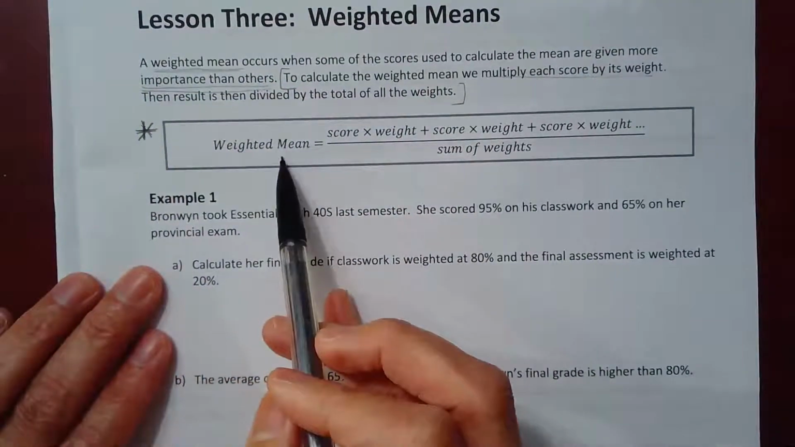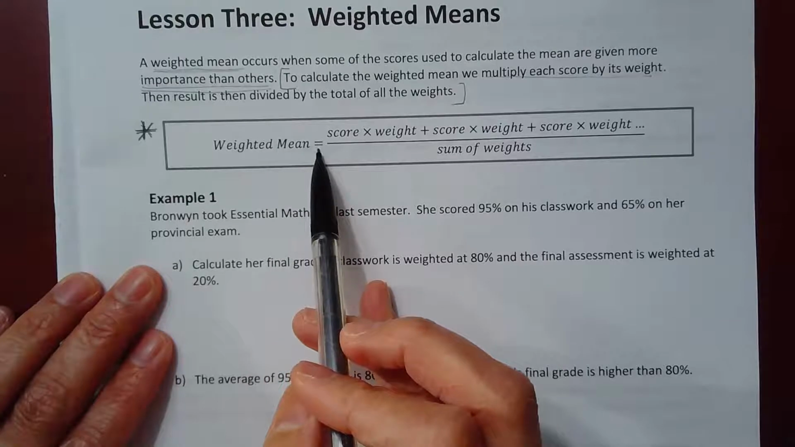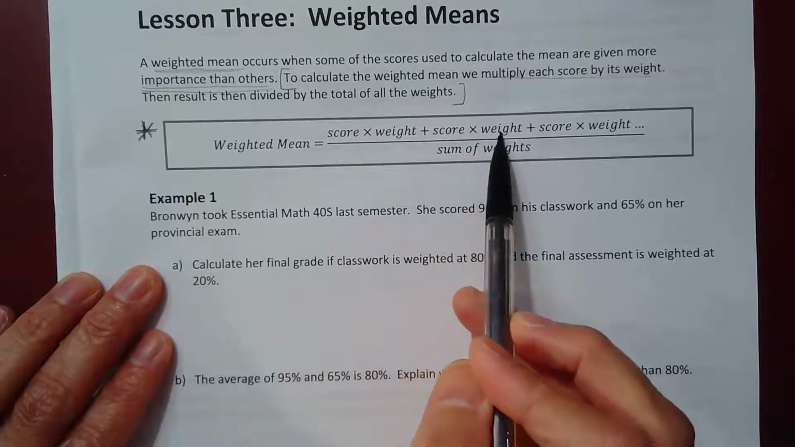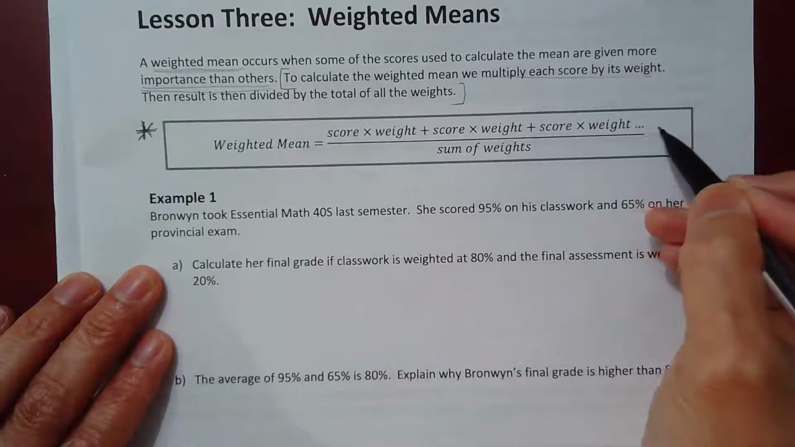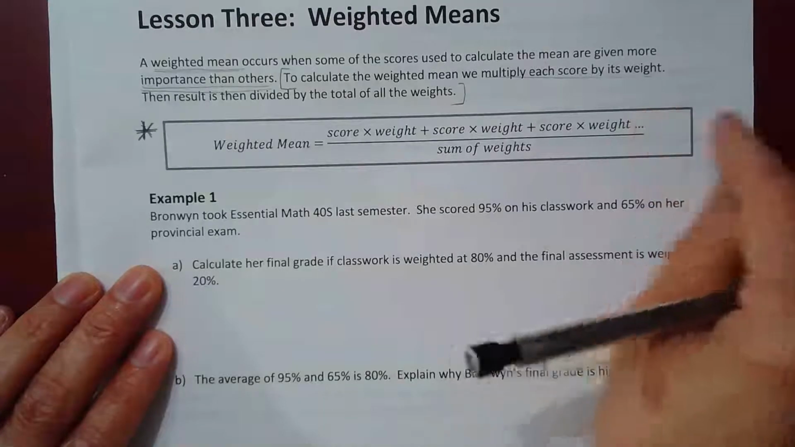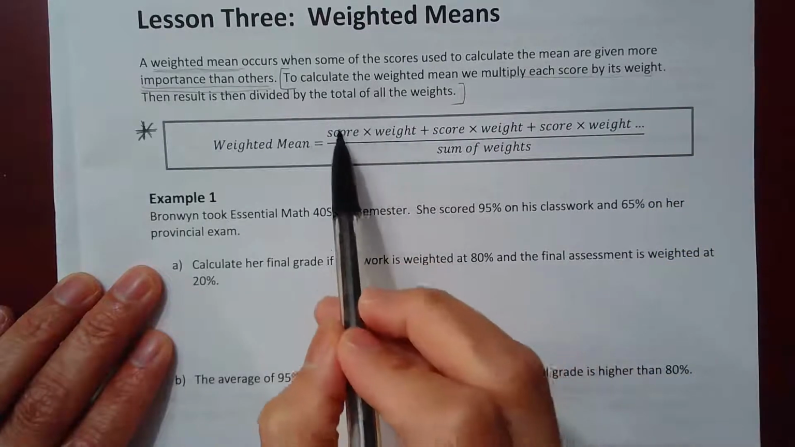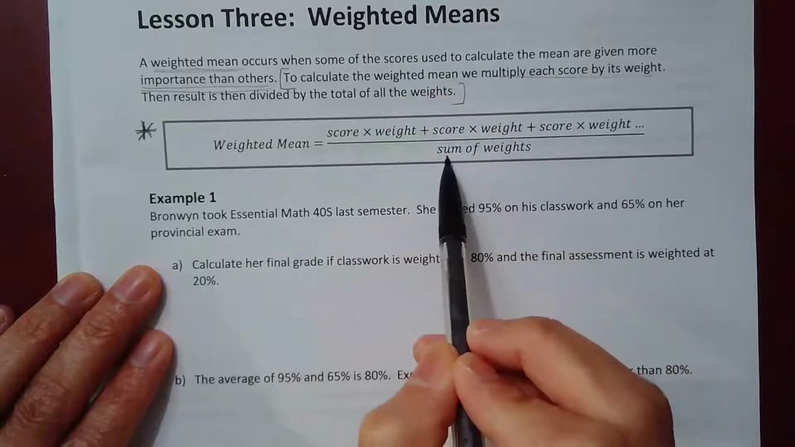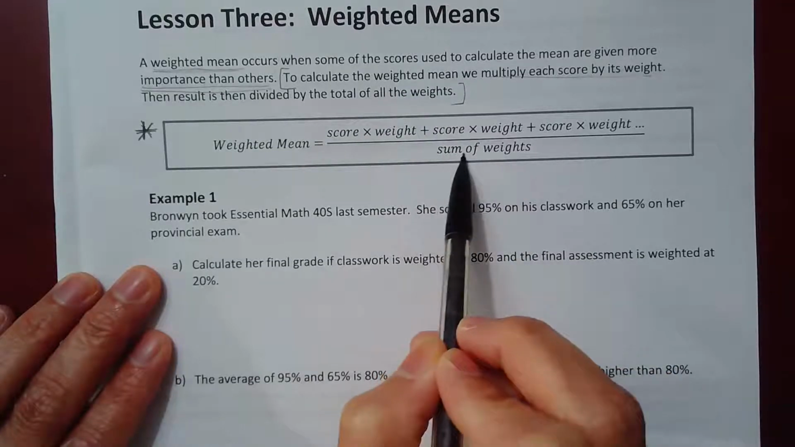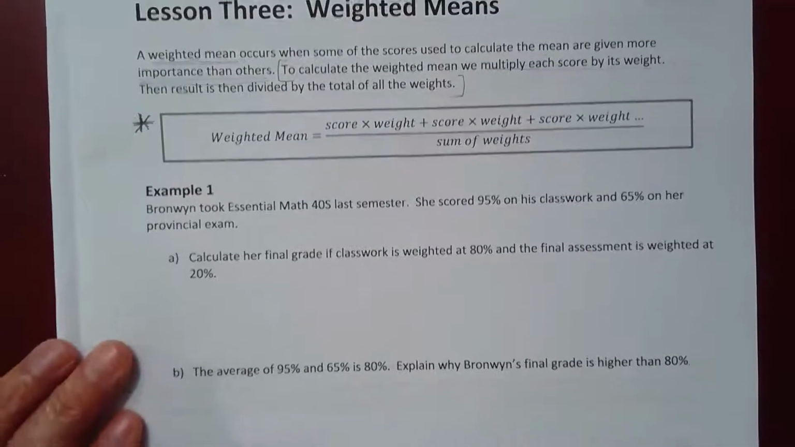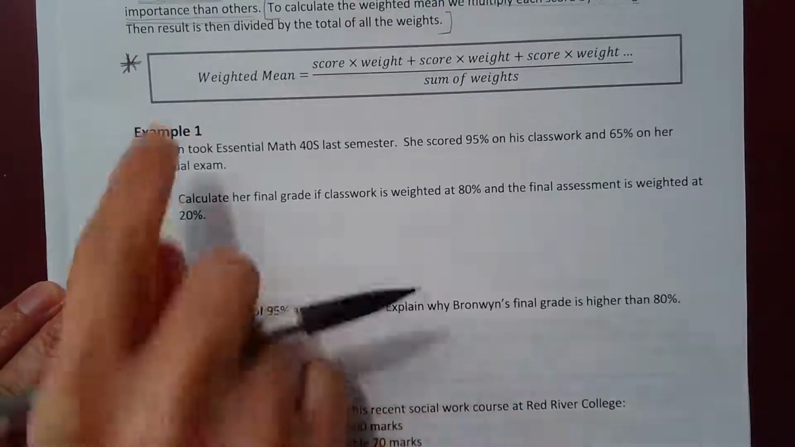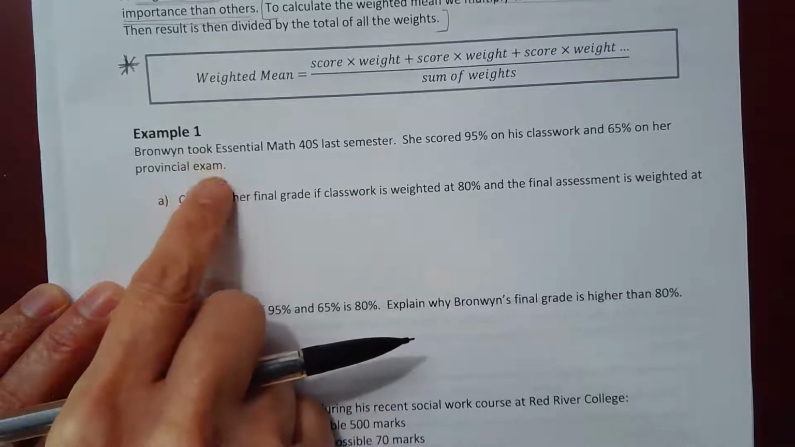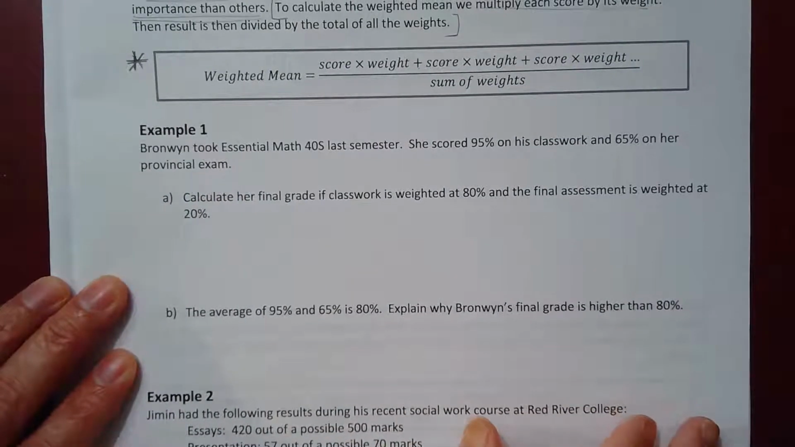Weighted mean is equal to score times the weight plus score times the weight plus score times the weight, and then dot, dot, dot, depending on how many scores there are, that will just continue on. Figure all of that out, and then we have to divide it by the sum of weights. Sum means we add up all the weights. It's a little bit challenging to understand that. I think it would make it easier to understand using an example.